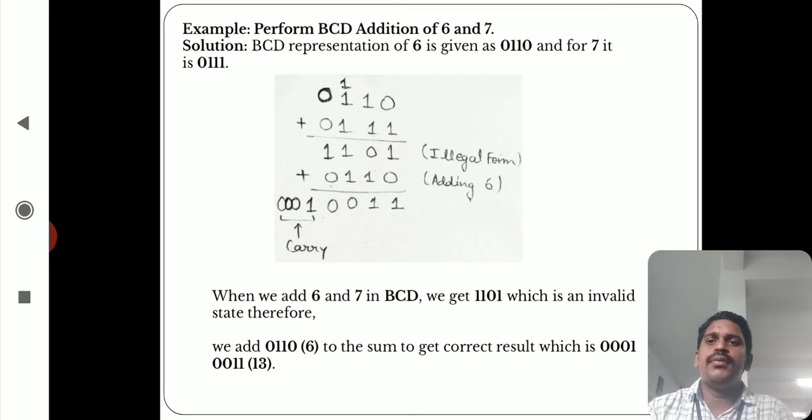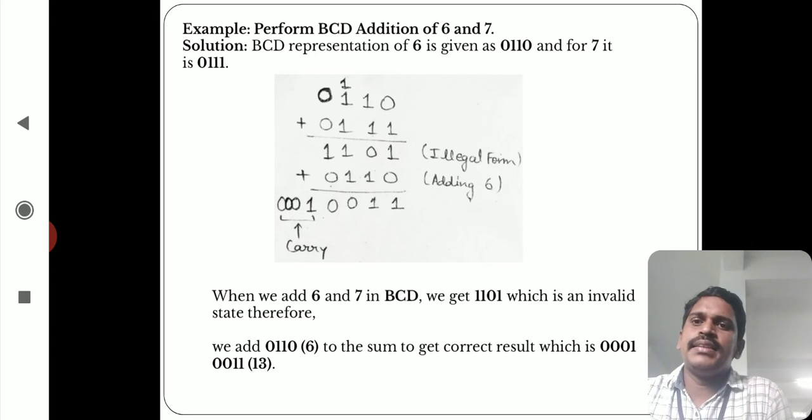The other example for addition: we add 0110 to the sum to get the correct result, which is 0001 with a carry. This is our required solution because 6 plus 7 equals 13.